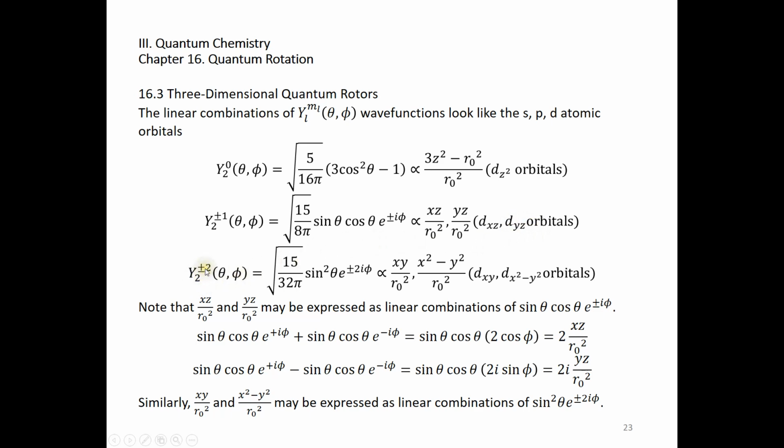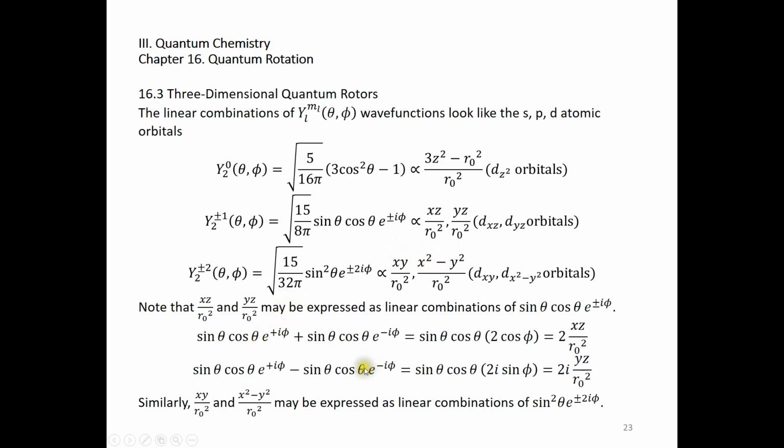Now, m sub L can be plus minus 2. So we have e to the power of plus minus 2i phi. The linear combinations of these two different solutions can make xy over r naught squared and x squared minus y squared over r naught squared. They correspond to the dxy orbital and dx squared minus y squared orbital in the hydrogen atom. The dxy orbital is proportional to xy. The dx squared minus y squared orbital is proportional to x squared minus y squared.